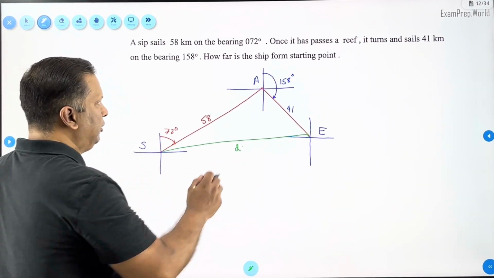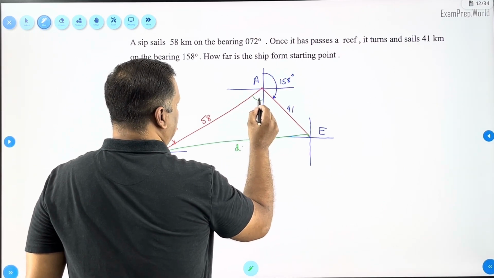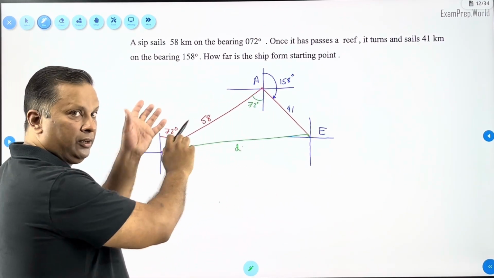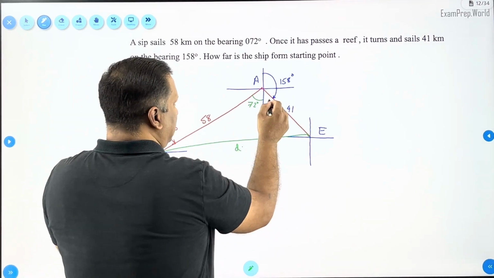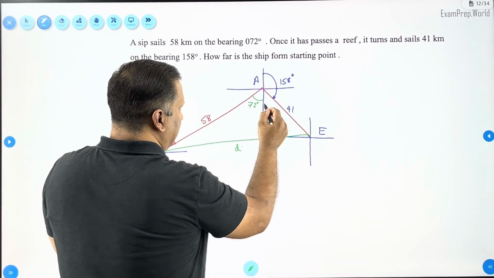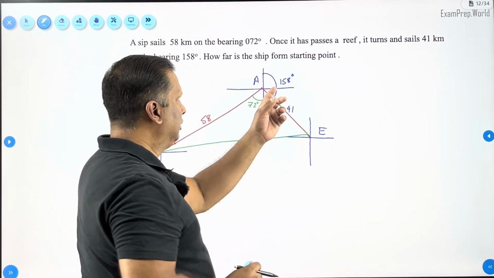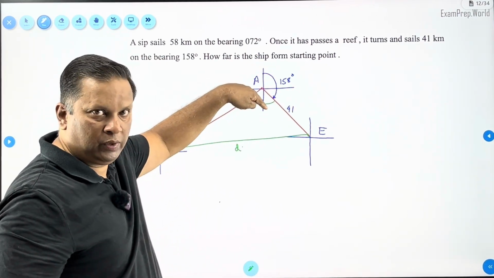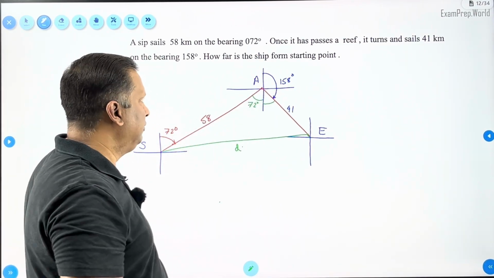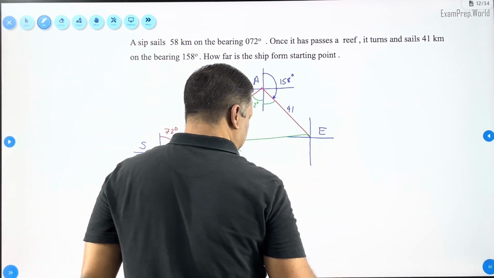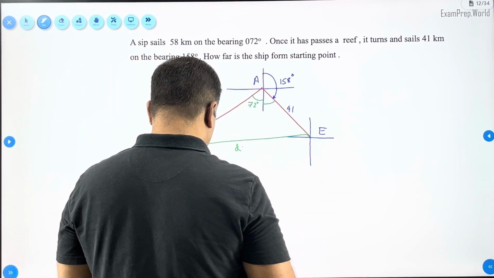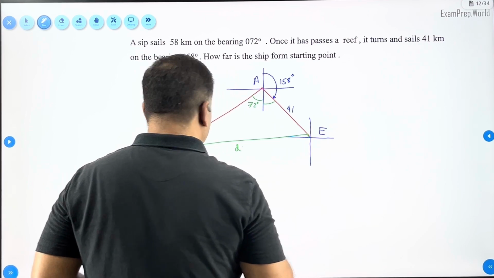Now this is 72. Go for this angle. This is also 72, alternate interior. Now this is 158. How much will this be? 180 minus 158, because it's a straight line. From here to here it is 180. 180 minus 158 is how much? 22 degrees.